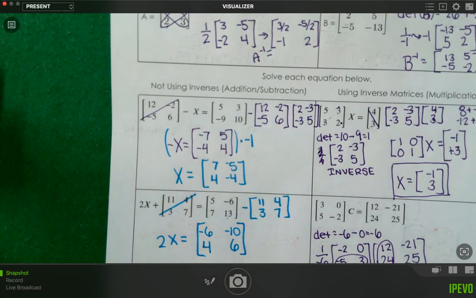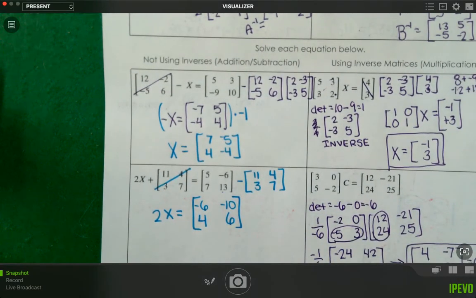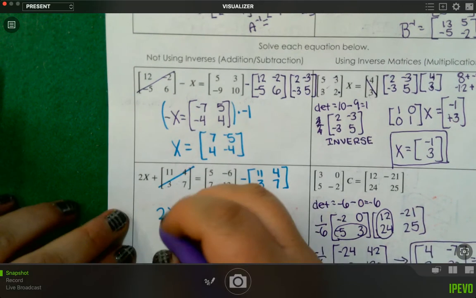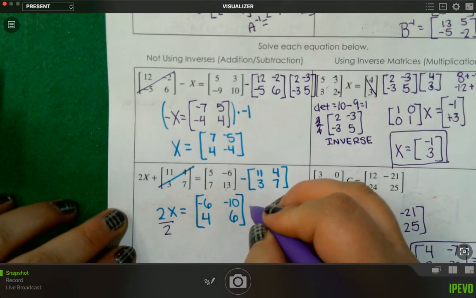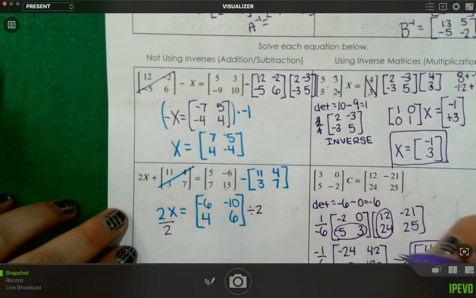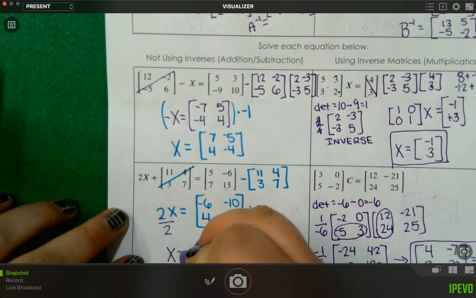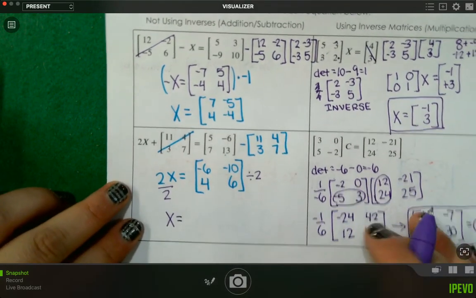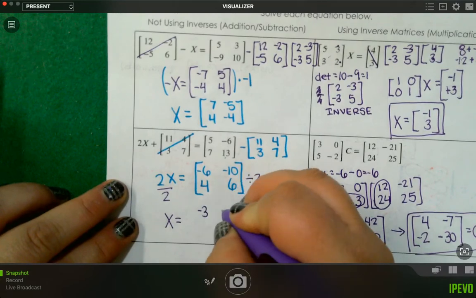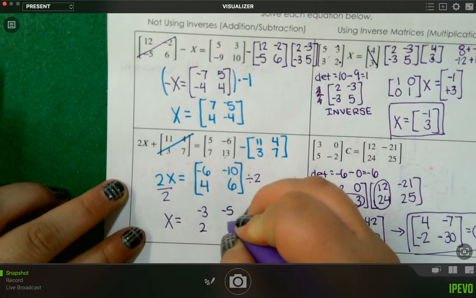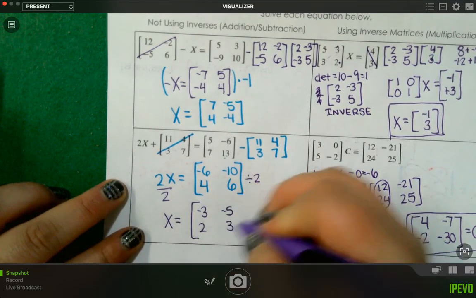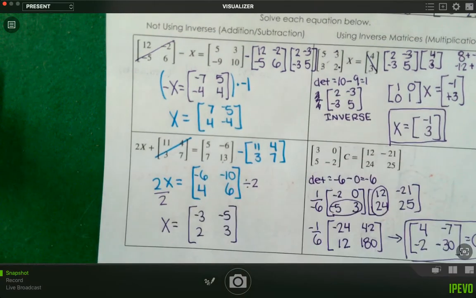We want x, not 2x. So how do we get rid of that 2 out front? We divide it. So basically we're going to divide by 2 and divide everything over here by 2. Or it's the same thing as multiplying by 1/2. So that's going to leave us with negative 3, negative 5, 2, 3. So you can do the same types of things with matrices that you can do in regular equations, except dividing by a whole matrix.